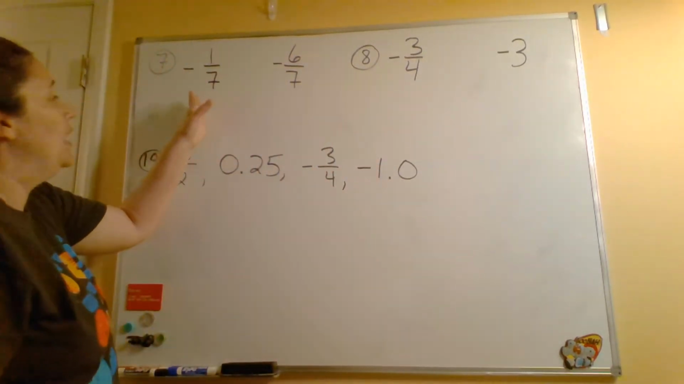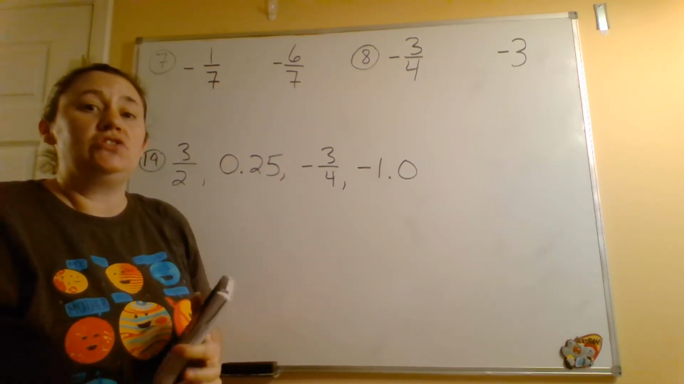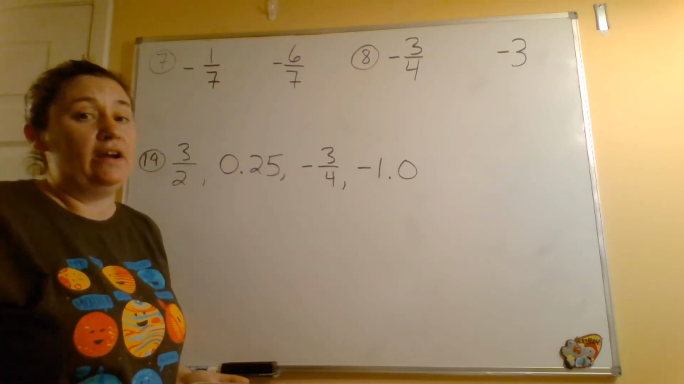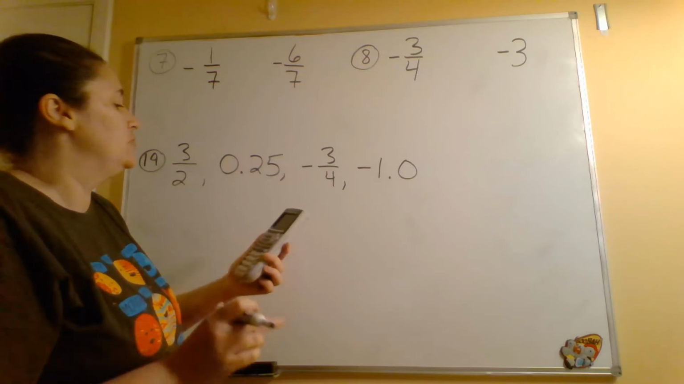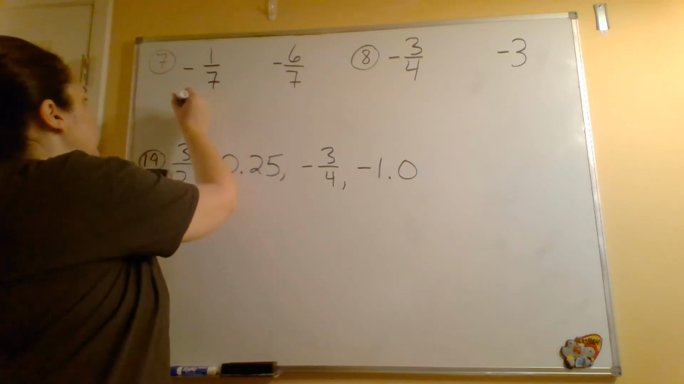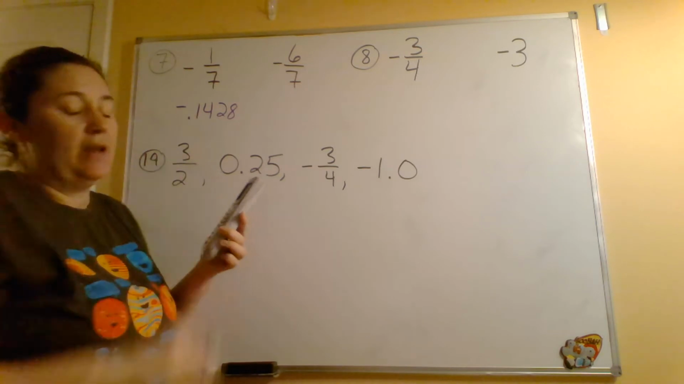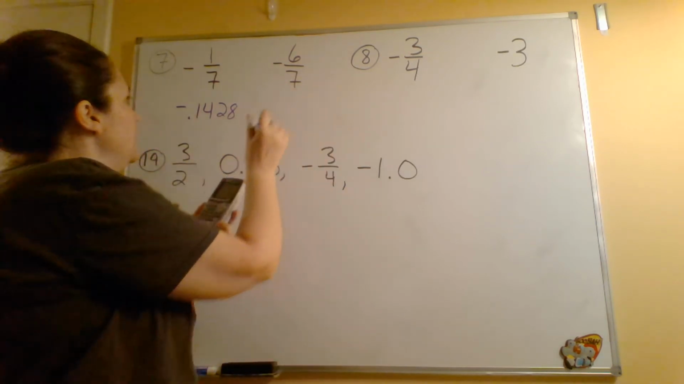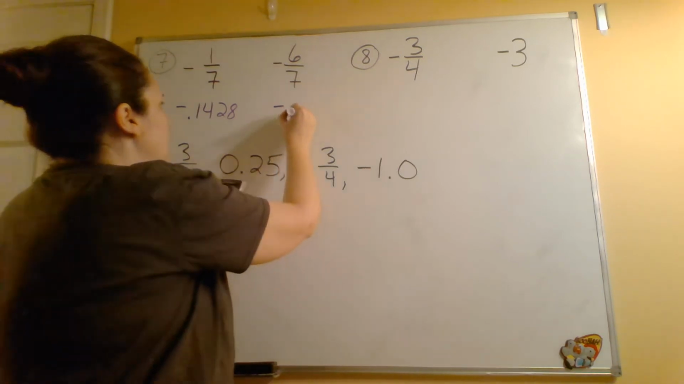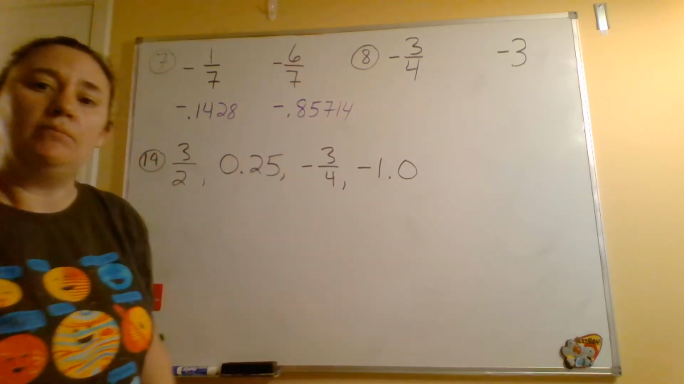Number 7, you had to compare -1/7 and -6/7. The way I told you to do these yesterday was to turn them into decimals. For this one, you really didn't have to. You could just compare the fractions. But let's go with what I told you yesterday, just to be consistent. 1 divided by 7 is -0.1428, and so on. -6/7 is -6 divided by 7, which is -0.85714, and so on.